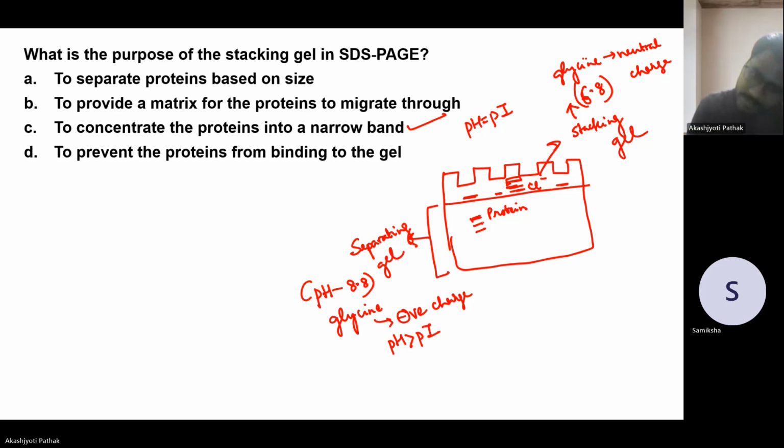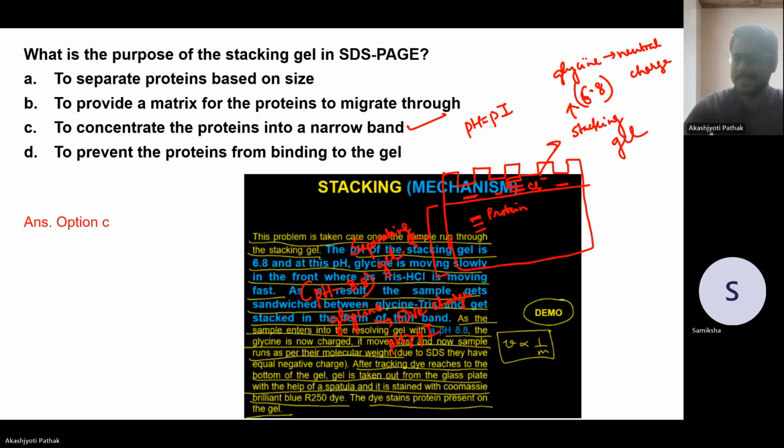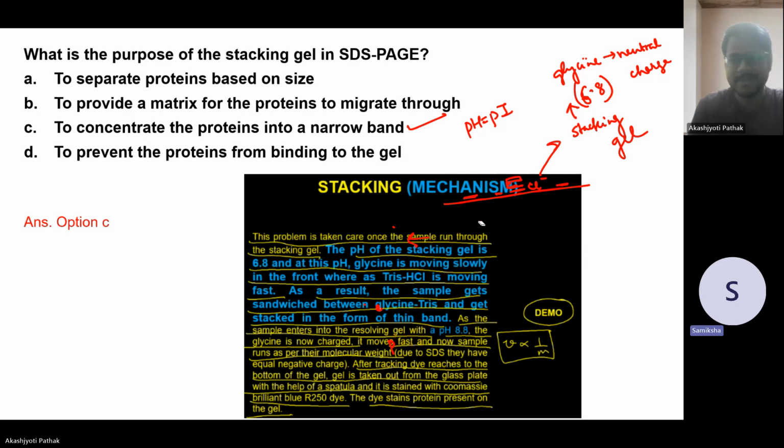Okay, is it clear? They become hodgepodge. A little bit. What is the confusion?